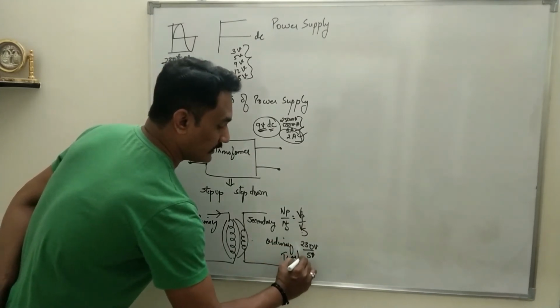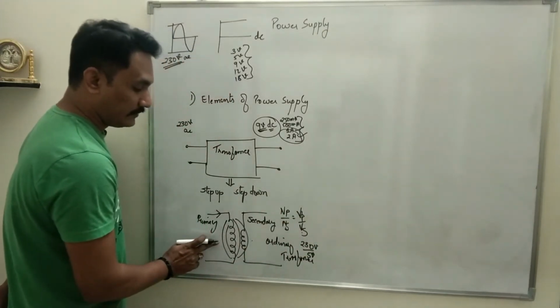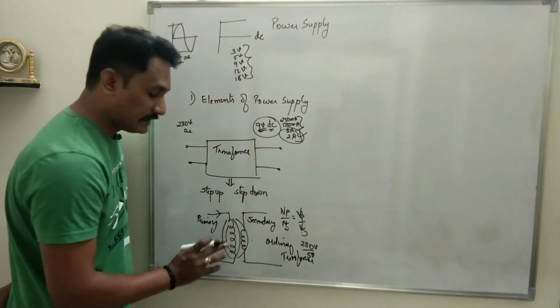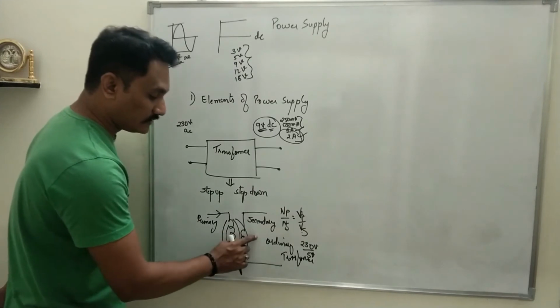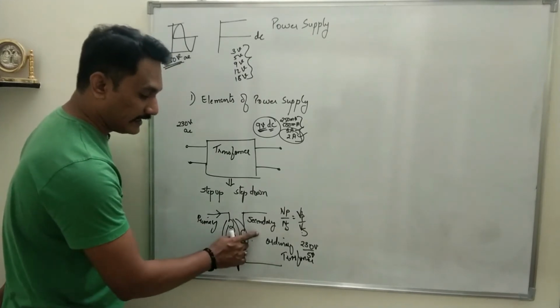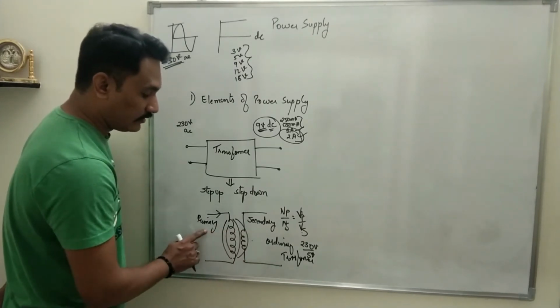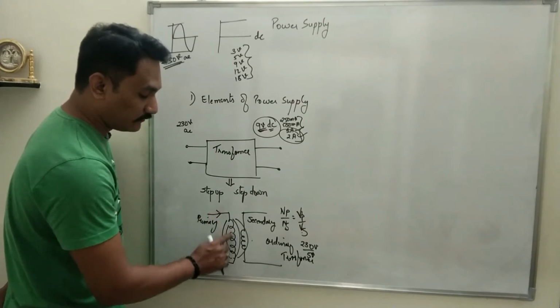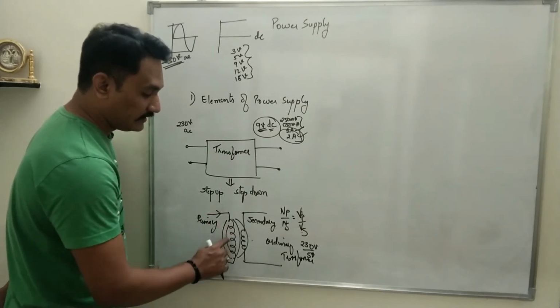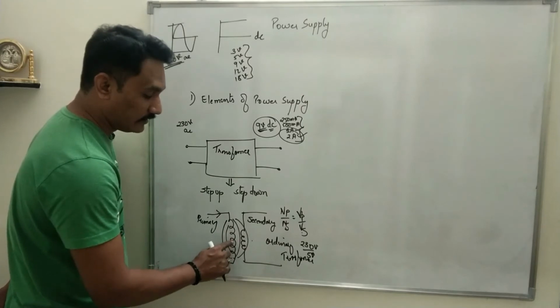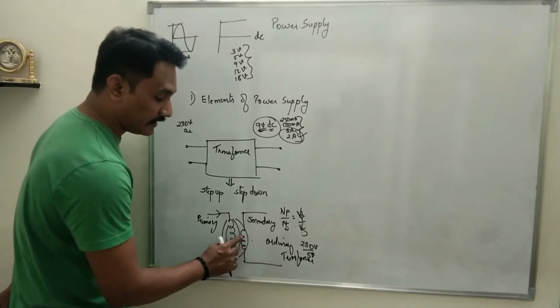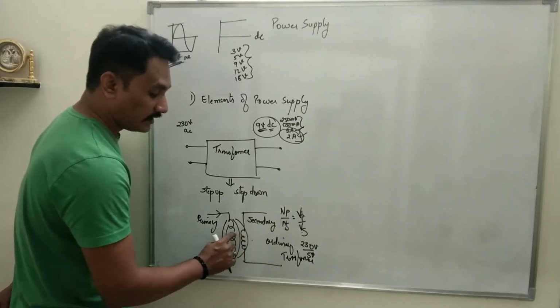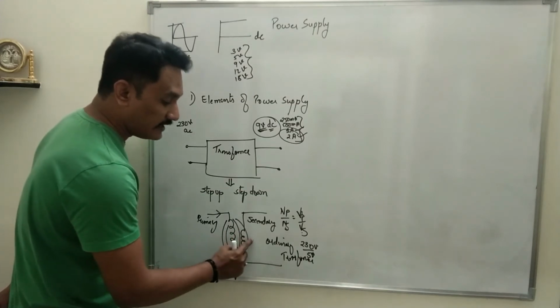Transformer, where you have a primary. I hope you have understood what I said. We have two sets of coils, primary and secondary. When current flows through the primary coil, a magnetic field is produced around the coil. In that magnetic field, if you keep a secondary coil, current will be induced in the secondary.